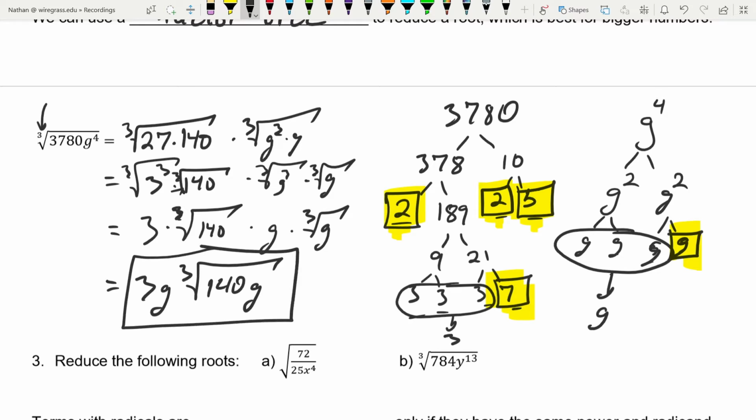So if that makes sense to you, go for that, try that out. It tends to work out, again, for larger numbers that you don't know how they break down. So try that out on number 3.